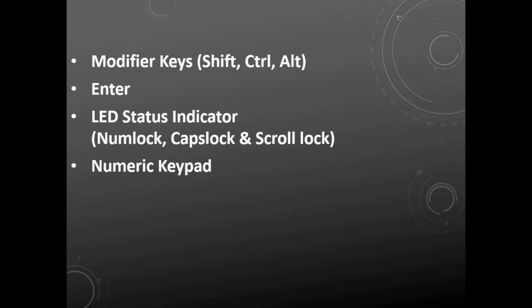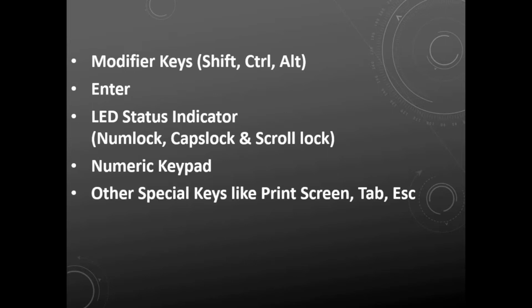Next is the numeric keypad. On the right side of your keyboard, you have separate number keys, and that is called the numeric keypad. You also have many other special keys like print screen, which is used to take a screenshot of the screen, the tab key, which helps you to move the cursor, and the escape key, which is most of the time used to cancel any command.